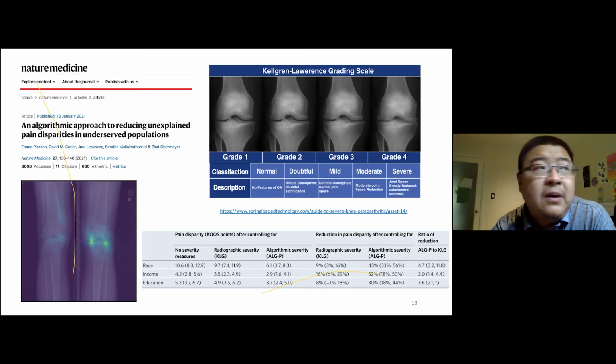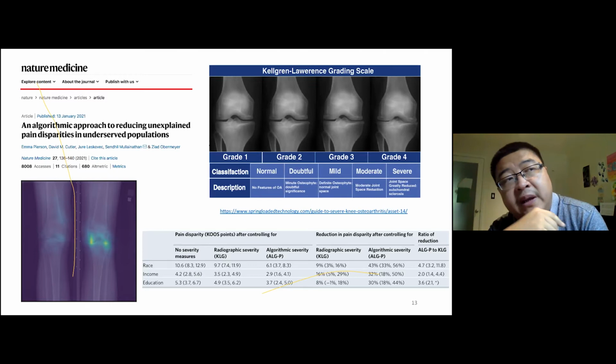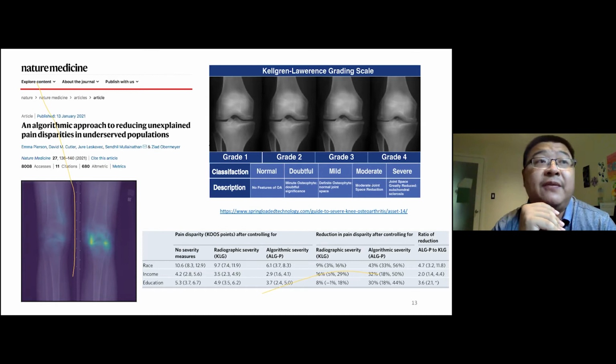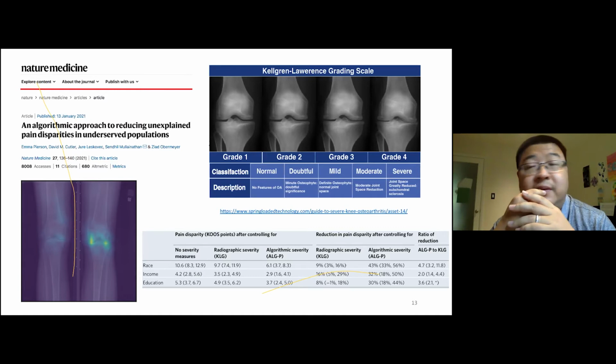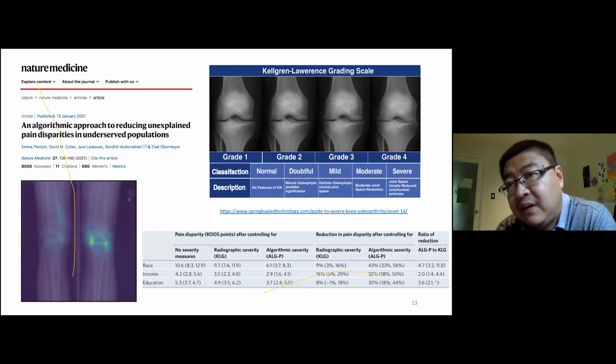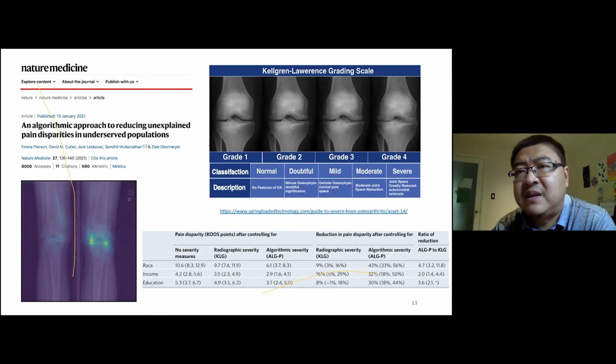In comparison, they built a deep learning model which regressed directly from the raw joint image to the KOOS pain scores. Then they used that algorithm to predict a score, and adjusted based on that score. They found that with the machine-learning-generated score, they can actually reduce the disparity by 4.7, 2.0, and 3.6 times. That means these AI algorithms can actually help, to a certain extent, as we expected.